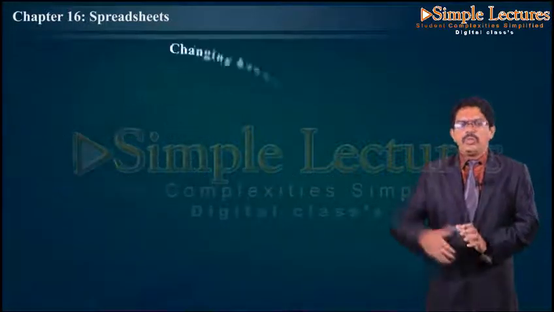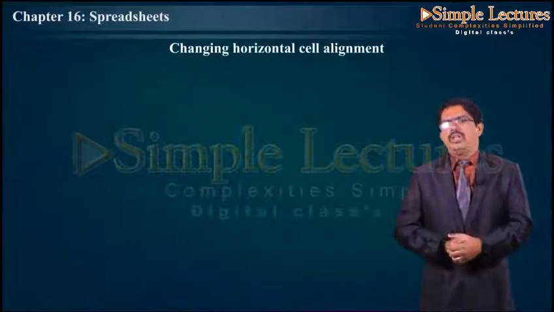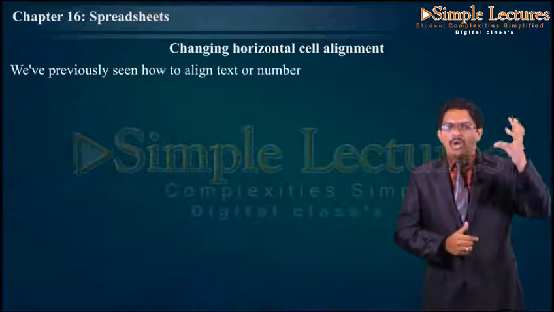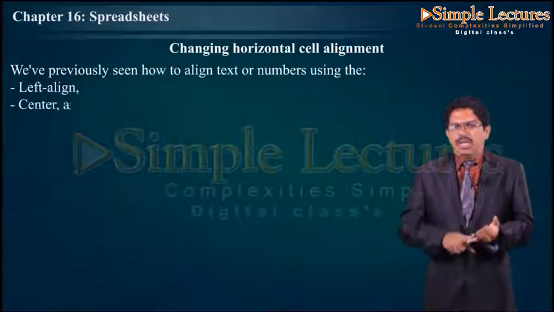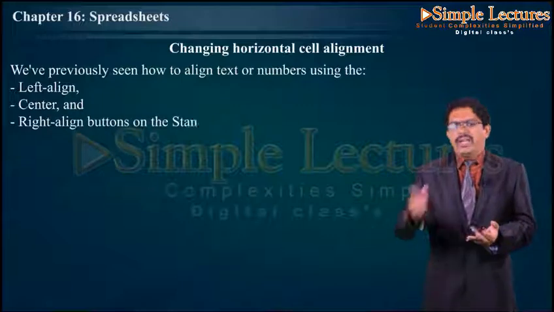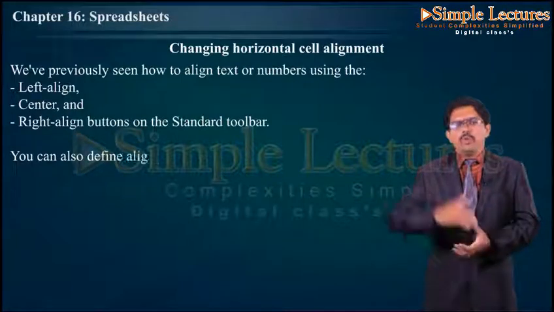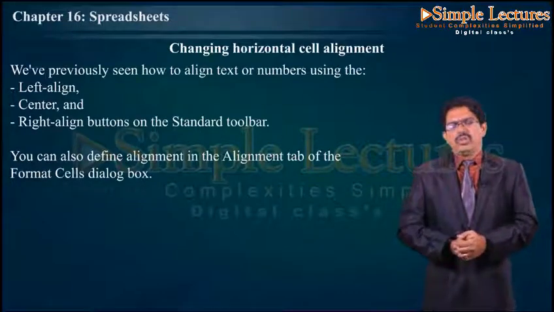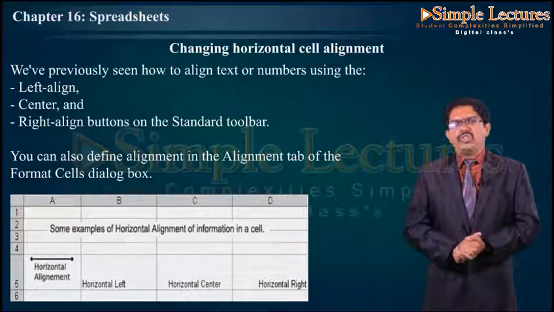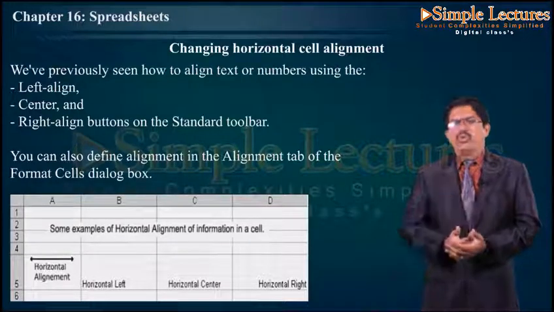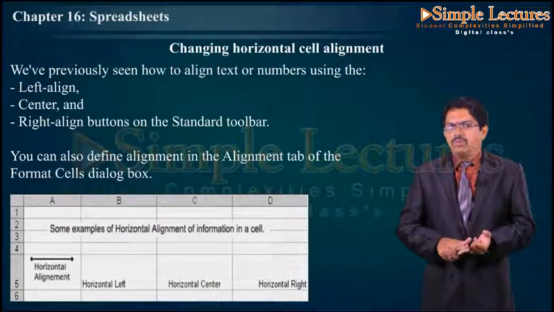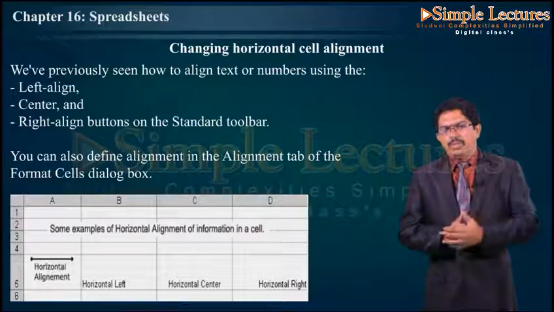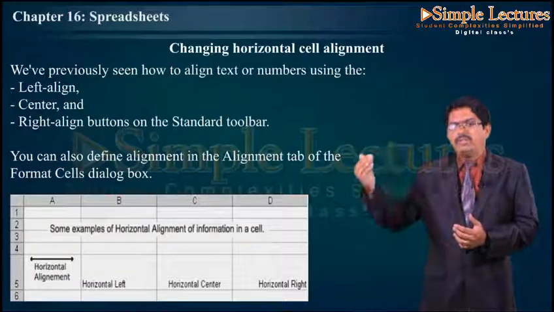Now, let us move to changing a horizontal cell alignment. We have previously seen how to align text or numbers using the left align, center, and right align buttons. You can also define alignment in the format cells. The horizontal section features a drop-down menu that contains left, center, and right alignment.